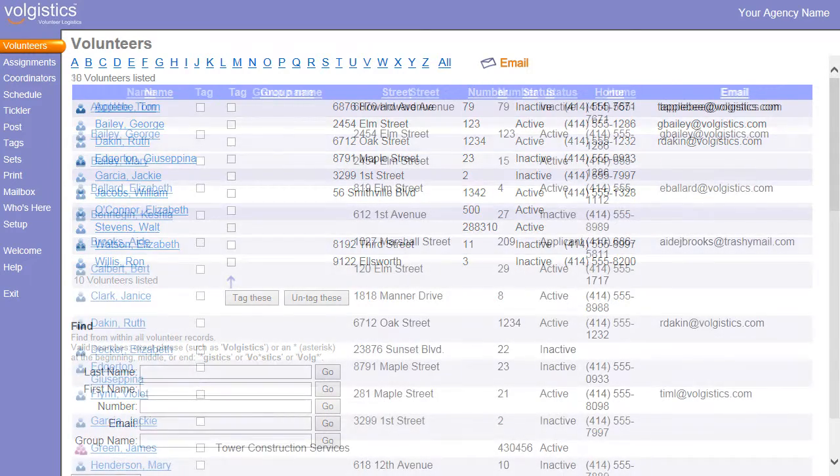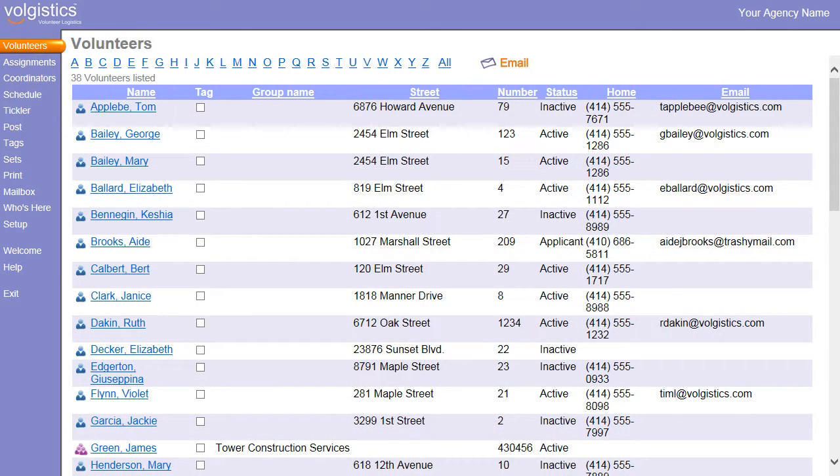At the same time, Volgistics operators who have not been given a site-level restriction can see and work with all of the volunteer records from all of the sites when they log in.